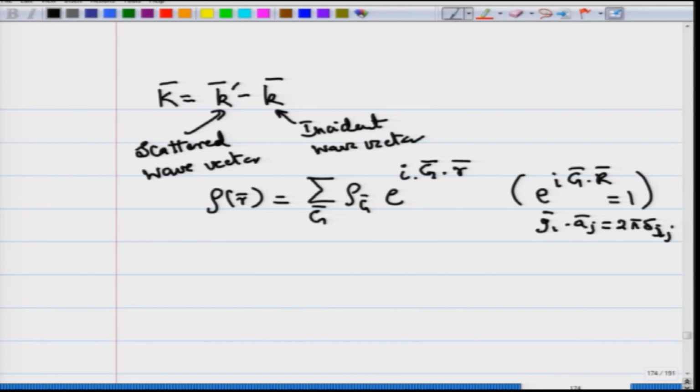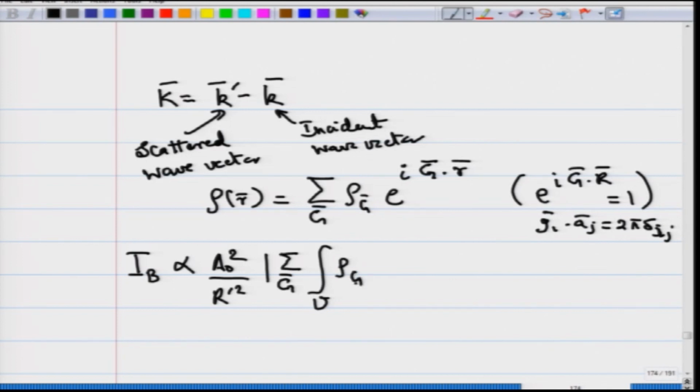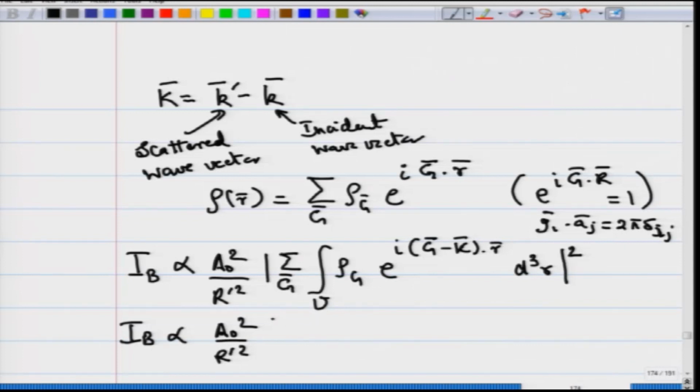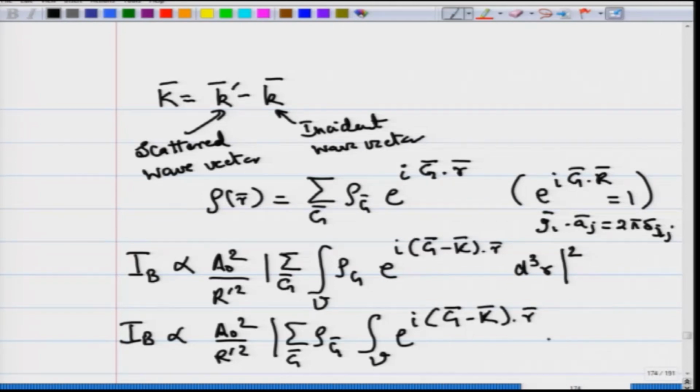So, this we can put back in the intensity, and you can get your intensity at point B. The scattered intensity at point B is A naught square by r prime the whole square, summation over the reciprocal lattice vectors, integral over the volume of the crystal, rho g e raised to i (g minus k) dot r bar d cube r, the whole square, or I_B is proportional to A naught square by r prime the whole square, summation over all the reciprocal lattice vectors in your reciprocal lattice, rho of g, integral over the volume of the crystal e raised to i (g minus k) dot r bar d cube r.